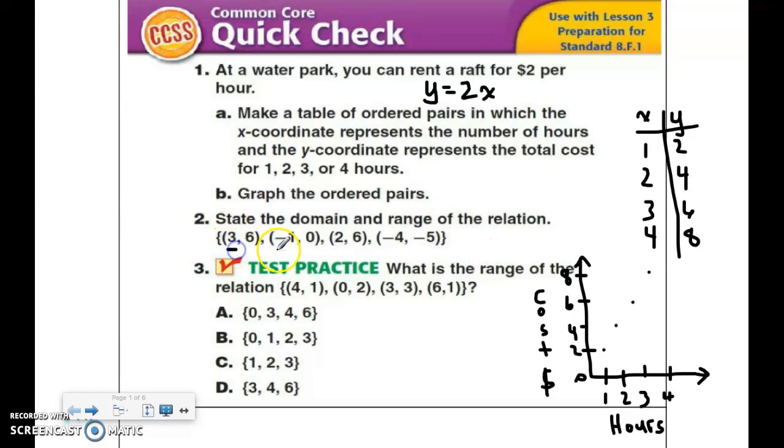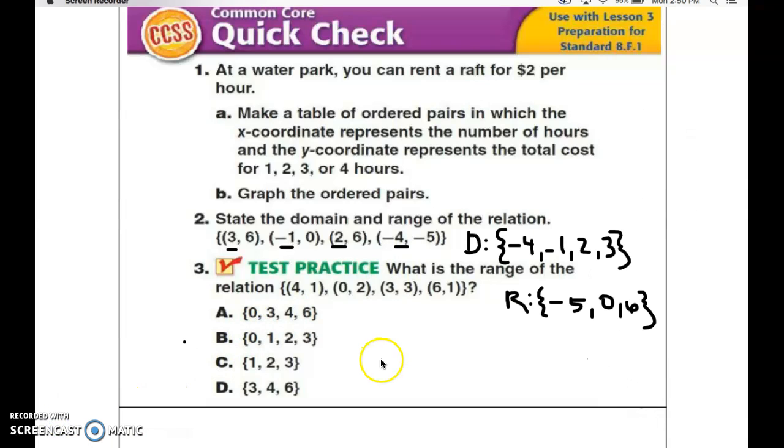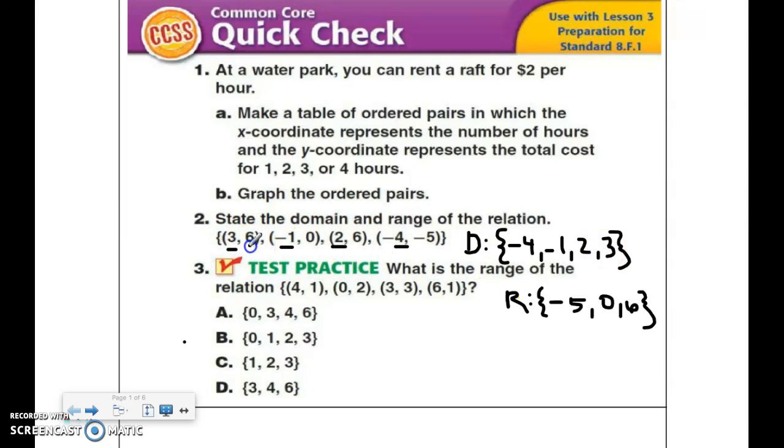Okay, so again, the domain is the set of the x values. So we should have these in numerical order from least to greatest. -4, -1, 2, 3. Those are the x values. The range is the y values. There is a repeat. If you notice that 6 is there twice. So you only need to write it once, but again, it's best if you put them in order from least to greatest. So -5, 0, and then 6.